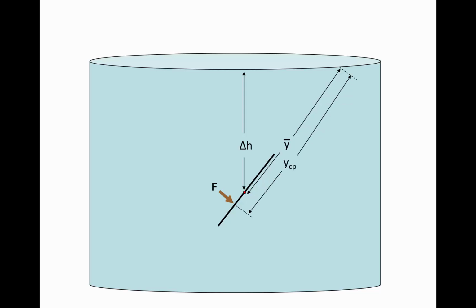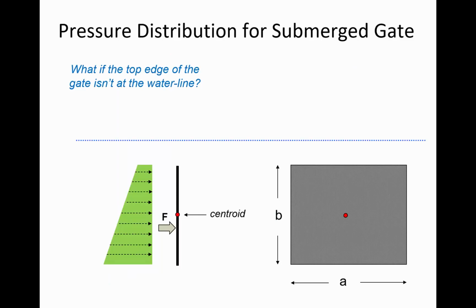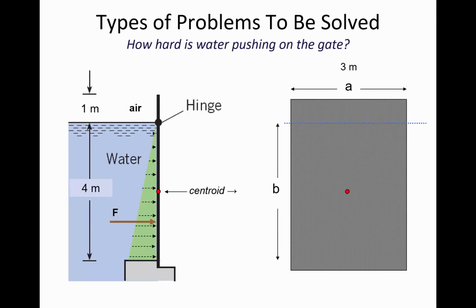YCP is an inclined distance, as you can see. So it's this angled distance from the water surface down to where the force is located. CP stands for center of pressure. So the red dot, the centroid, that's the center of area. But the center of pressure is where the force is located. So if we go back to this first example that I showed you, the center of area is at the centroid. I just heard an odd echo.